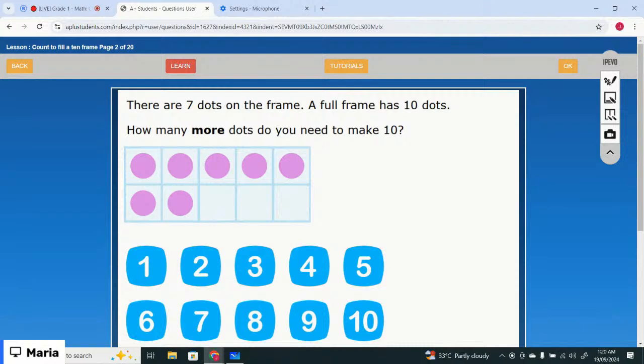There are 7 dots on the frame. A full frame has 10 dots. How many more dots do you need to make 10? So which is the correct option?